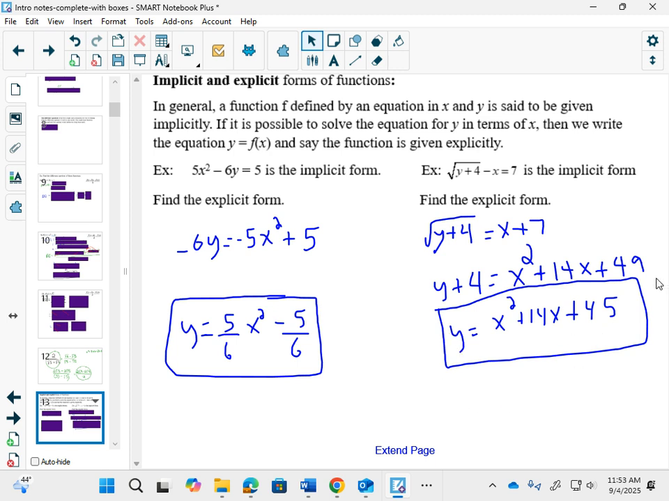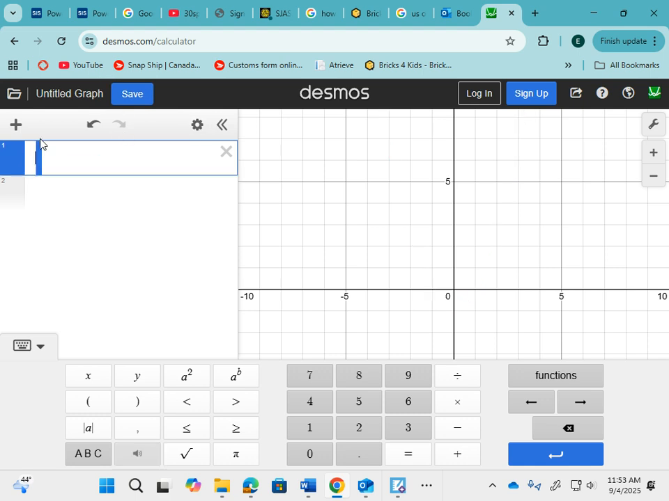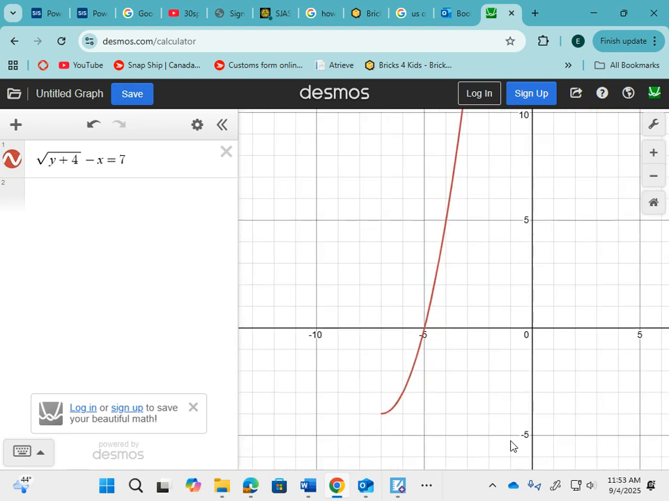It's a parabola. I'm kind of curious. If I go to my Desmos and I type in my original equation like it was, so I can hit the square root button, it was the square root of y plus 4 minus x equals 7. I get a parabola. What's weird about a parabola? Anything weird about that parabola? It's only half. It's only half of it.